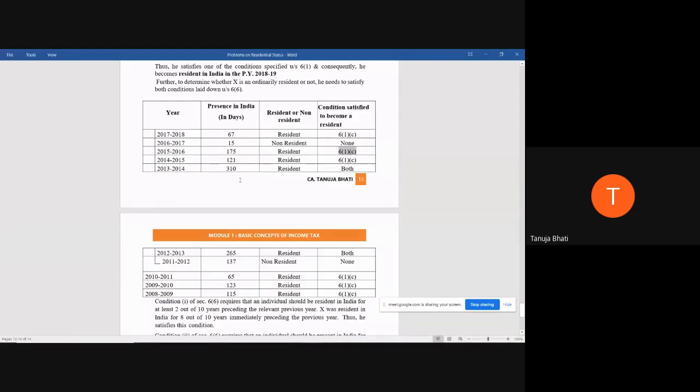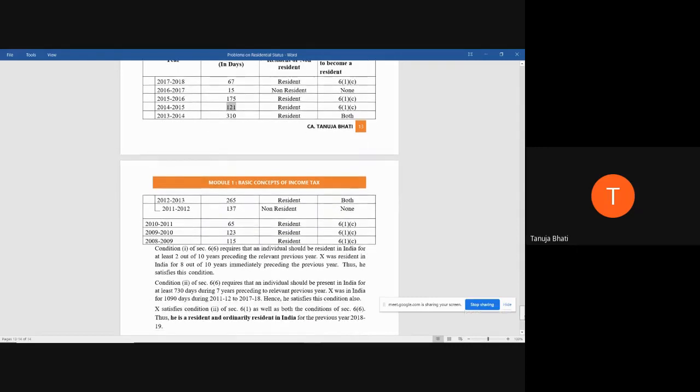Similarly, based on the number of days you can find out whether he's a resident or a non-resident. So for the year 14-15 he's a resident, 13-14 he's a resident, 12-13 he's a resident, 11-12 he's a non-resident, 10-11 he's a resident, 9-10 he's a resident, and 8-9 he's a resident. Now out of the 10 years, at least 2 years, in fact more than 2 years he's been a resident. Therefore, he is satisfying the first additional condition.